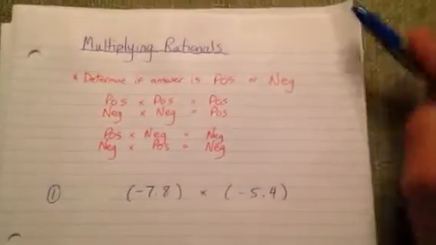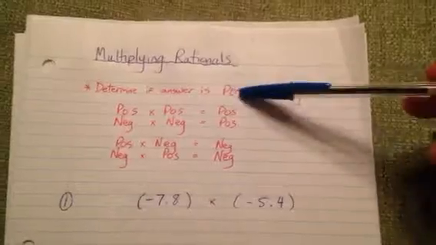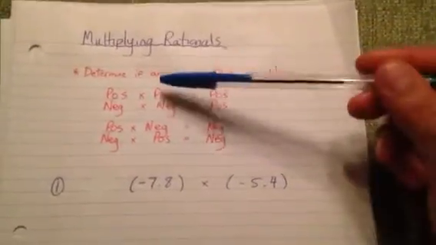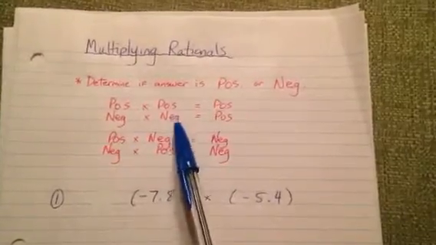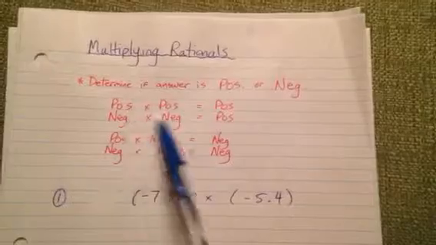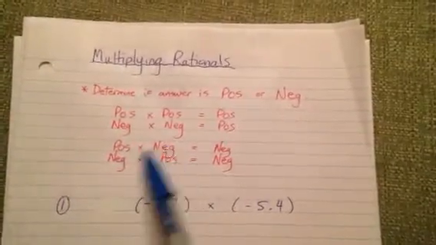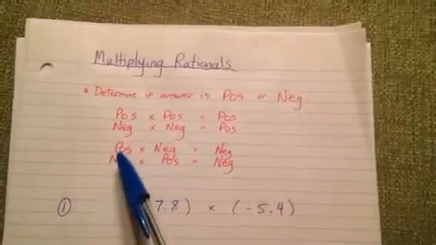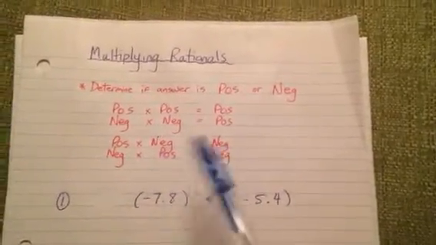So one thing you need to know before you even start is that you can determine whether the answer is positive or negative. To do so, you have to remember that a positive times a positive is positive, and a negative times a negative is also positive. So when the signs of the numbers are both the same, the answer is always positive. And the other way, if one's positive and one's negative, just like this situation, positive, negative, negative, positive, and you're multiplying, it's always negative, one of each.